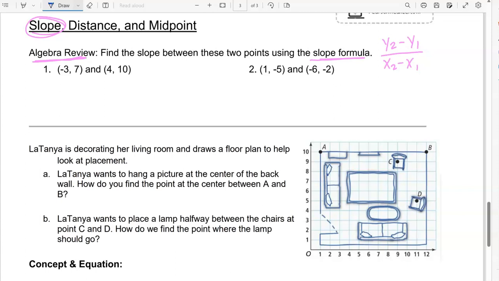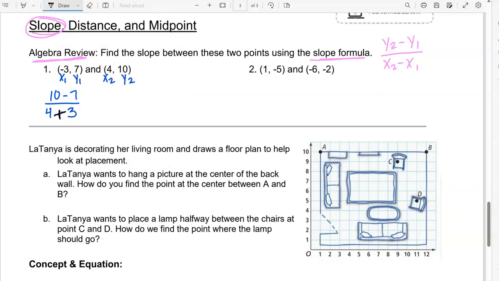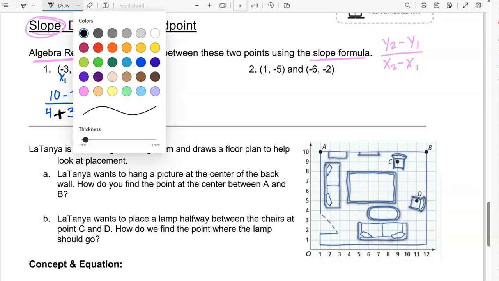We're going to have an x1 and a y1, and an x2 and a y2. Please make sure you keep each point having an x and a y. So we have x1, y1, x2, y2. Now that we have them labeled, we are going to substitute into our formula and simplify. So we have y2 minus y1. So we're going to have 10 minus 7 all over x2 minus x1, 4 minus a negative 3. Now, 4 minus a negative 3 is going to become a positive, because when you minus a negative, that is going to turn into a positive value.